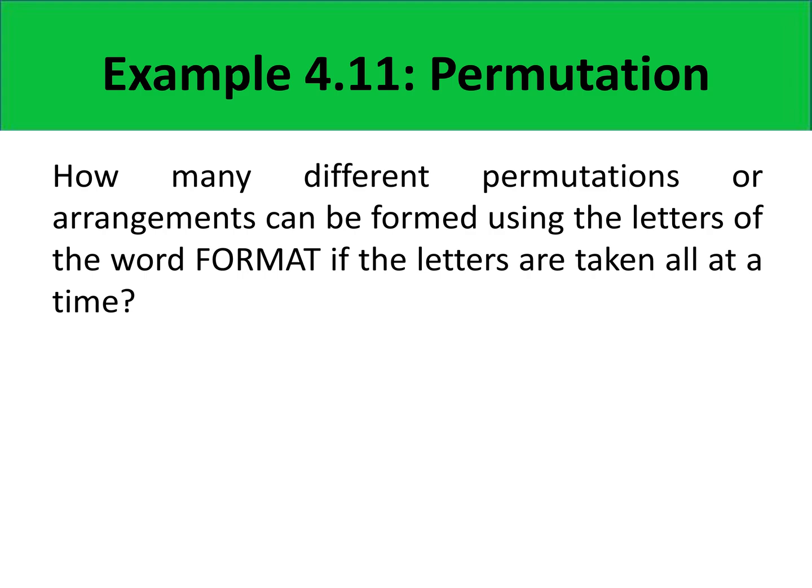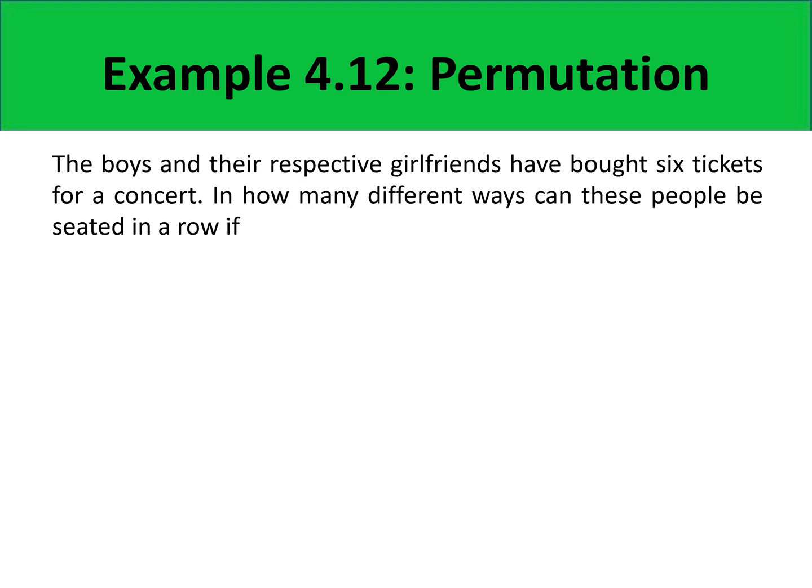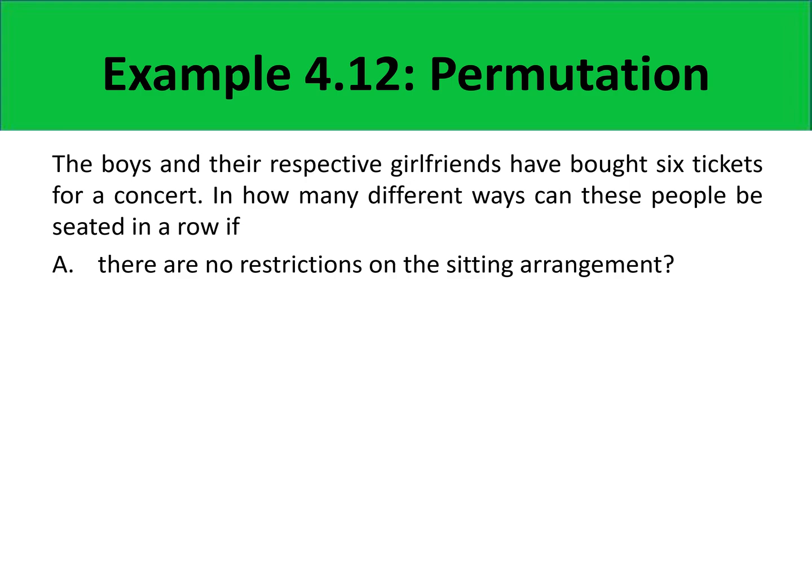Since we're using all the letters of the word FORMAT, we shall use the n factorial formula. Since all the letters of the word FORMAT are distinct and it has 6 letters, the total number of permutations would be 6 factorial, or 6 times 5 times 4 times 3 times 2 times 1, which is 720. Another example: three boys and their respective girlfriends have bought 6 tickets for a concert. In how many different ways can these people be seated in a row if there are no restrictions on the seating arrangement? If there are no restrictions, then anyone can sit anywhere, which means the total number of arrangements would be 6 factorial, which is 720.